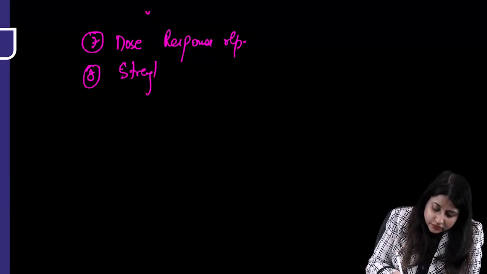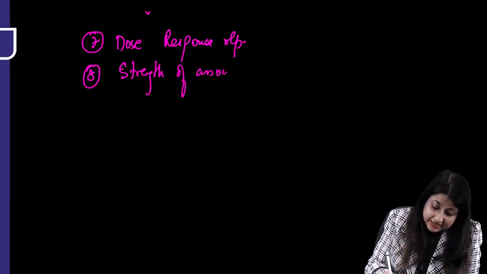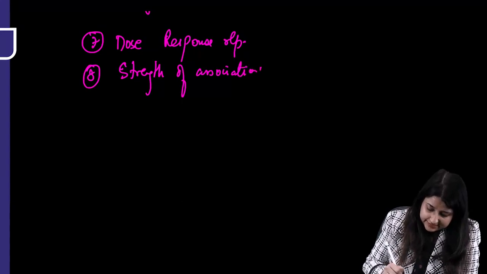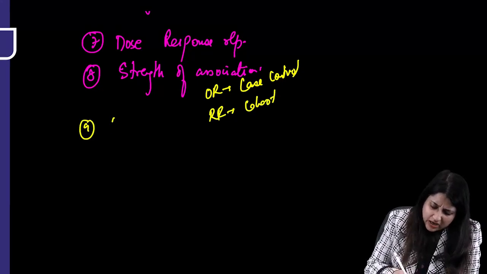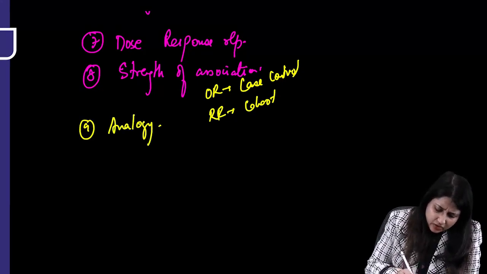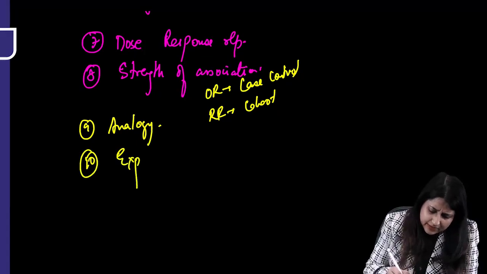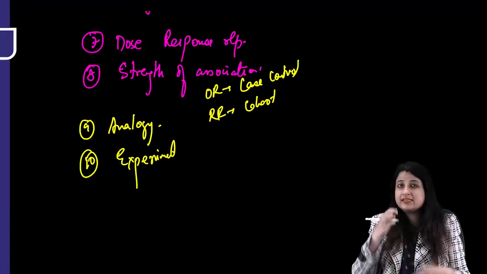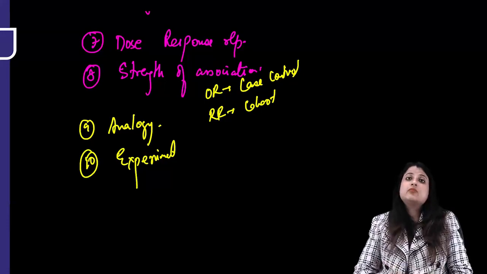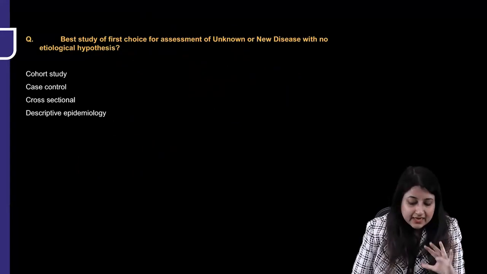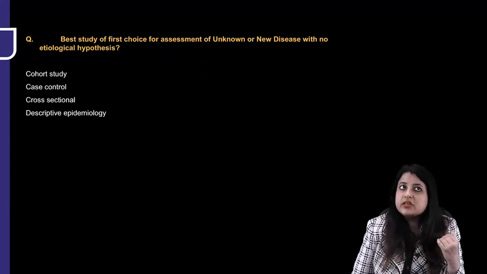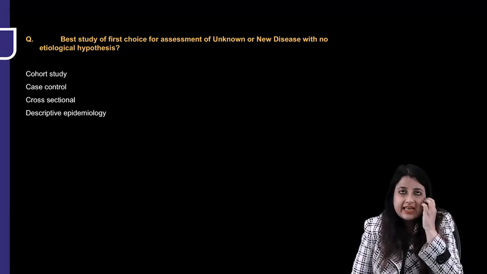Strength of association is given by which study design? It is given by the odds ratio in case control, and of course relative risk in cohort. Then there are two more which are taken into consideration: analogy and experiment. We can do an experiment to establish causality. So the most important is temporality, which is shown by a cohort study design.